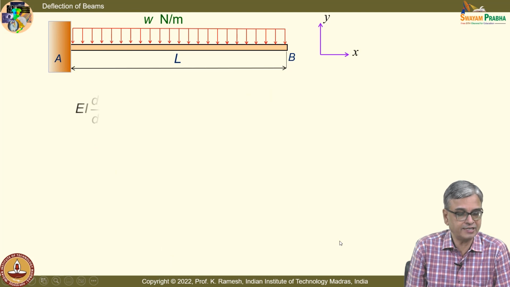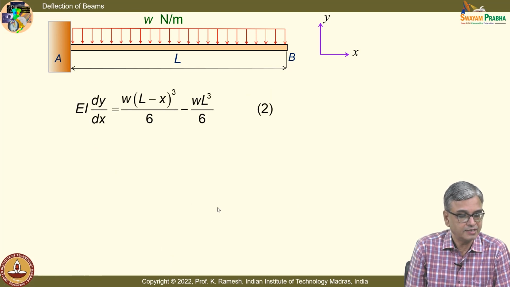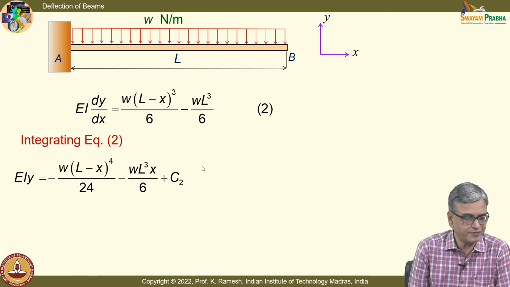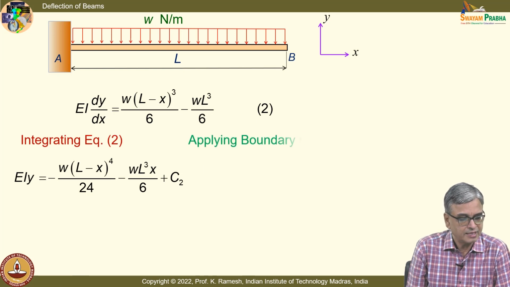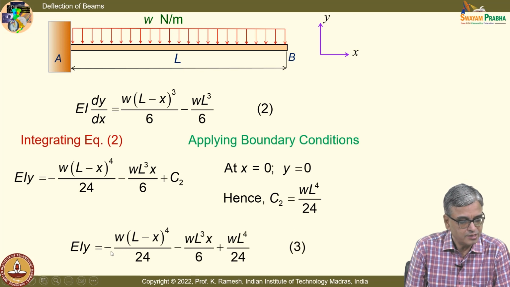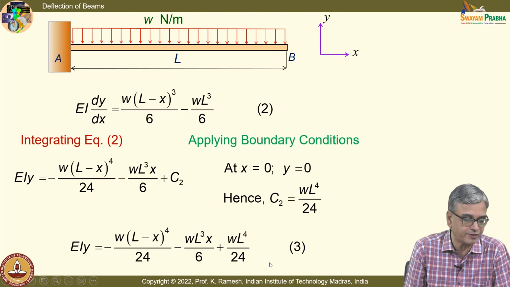I can do the integration second time. I think I have written this as dy by dx here. So, you have all these expressions. People call it as y, people call it as v. So, you should be comfortable with both symbolisms, and I get the value of C2 as wL power 4 divided by 24. So, I get EI y equal to minus w (L minus x) power 4 divided by 24 minus wL cube x divided by 6 plus wL power 4 divided by 24.